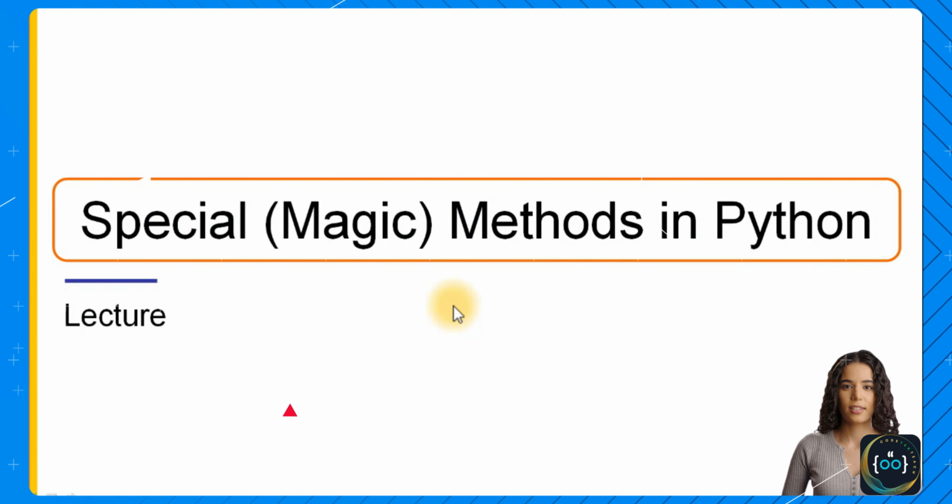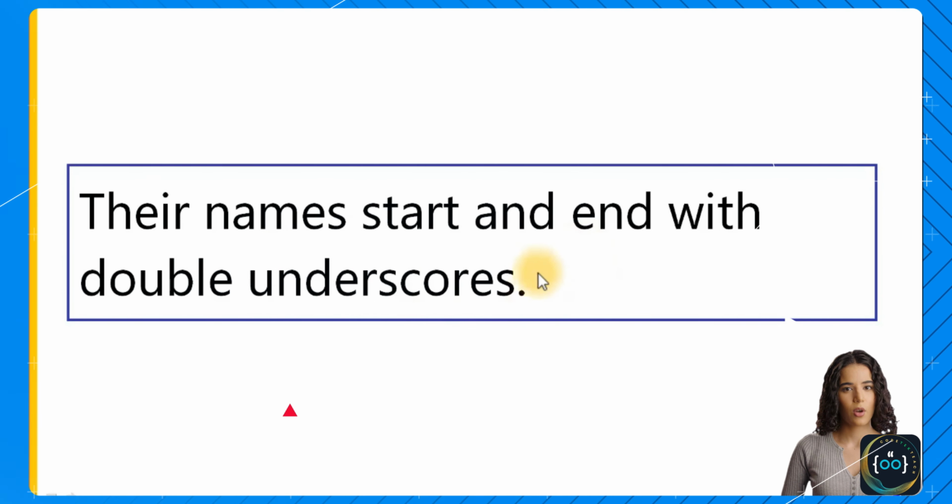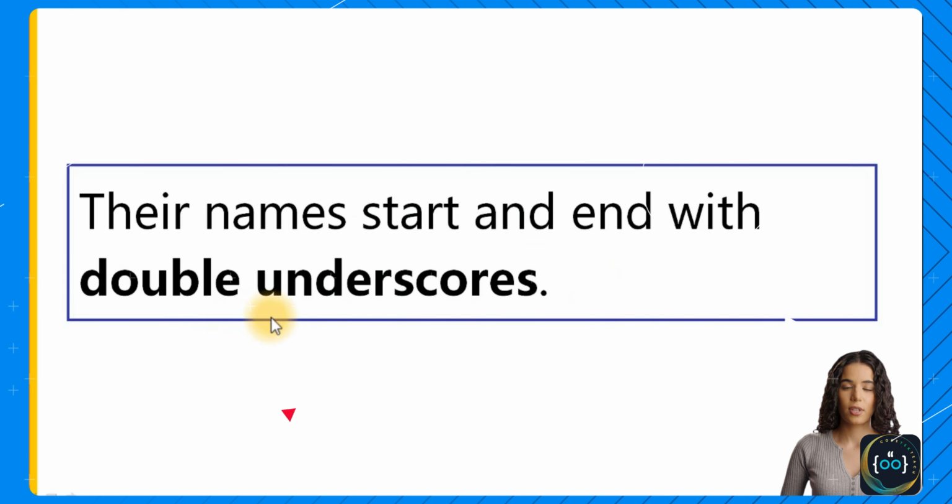Hello and welcome to this section. Now we will start talking about special methods in Python. They are also called magic methods, and you will see why in just a moment. The first thing that you will notice about these methods is that their names start and end with double underscores. This is key, double underscores.